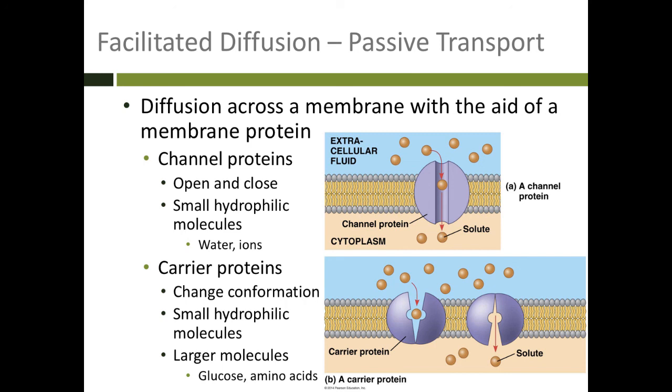You can also have a carrier protein, and this, instead of being a channel that just simply opens or closes, a carrier changes the conformation and actually opens on one side of the membrane and then sort of swivels and opens on the other side of the membrane. So it'll carry larger molecules across that membrane. But again, it's passive transport because we're going from a high concentration to a low concentration of solute.